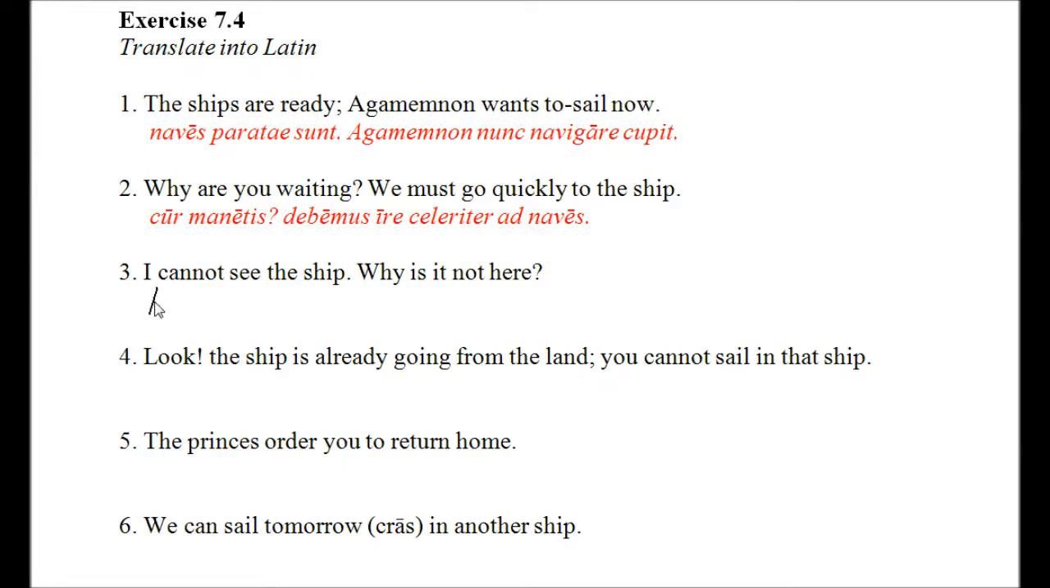Okay, so here we go. I cannot see the ship. If you look at the Yoda version, you'll see I am not able. How do you say I'm not able? Possum. Right, it's just like sum, I am, only with a pos stuck on the front. I am not able to see: videre. And then ship is navis, but this isn't right because that's nominative. That's doing the action. I want an accusative receiving the action. I am not able to see the ship. Any questions about that? Yes.